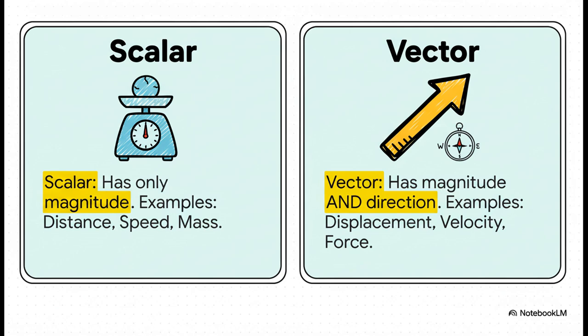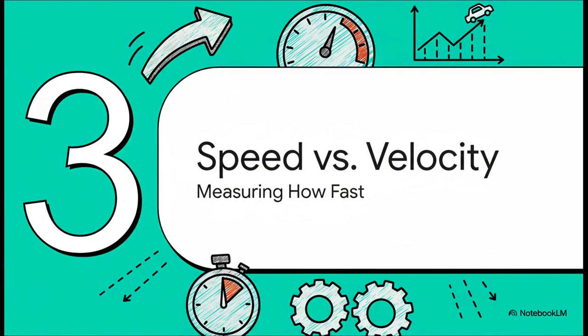It leads us to this idea of scalars versus vectors. See, distance is a scalar. It's just a number with a unit, like 10 kilometers. That's it. But displacement, that's a vector. It's 10 kilometers east. It has that direction component. And that's the whole ballgame right there. Scalars just tell you how much, but vectors tell you how much and which way. All right, let's keep going.